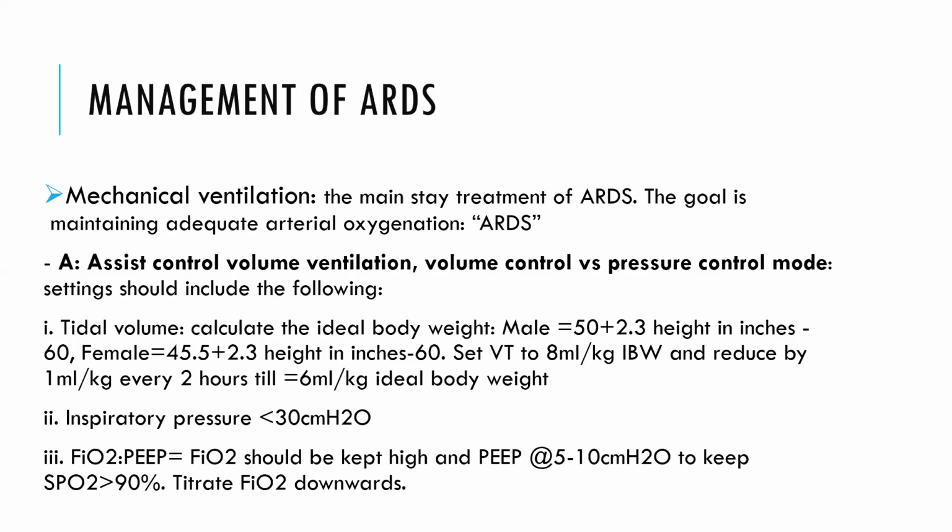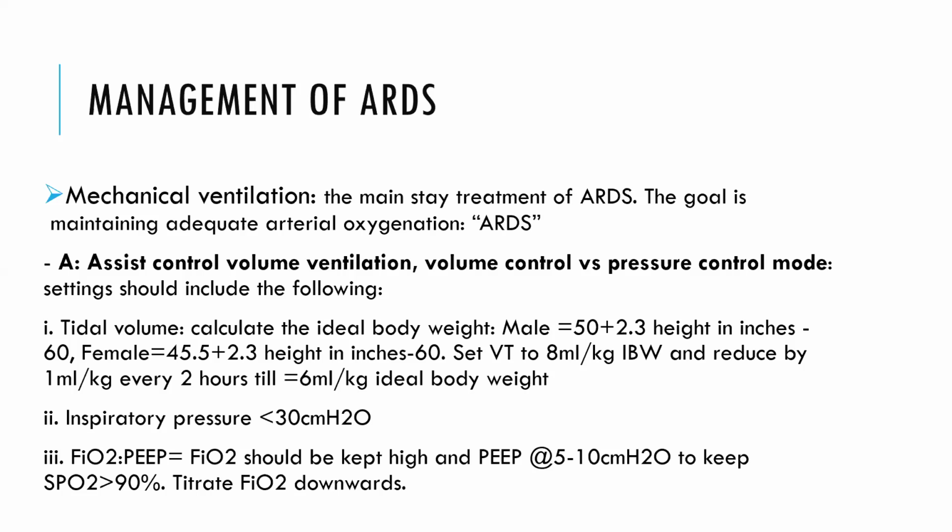All right, so you want to set the tidal volume, but before you do that, you must calculate the ideal body weight of your patient, which is given here. Male: 50 plus 2.3 times height in inches minus 60, while for female it is 45.5 plus 2.3 times height in inches minus 60. Initially you want to set the tidal volume at 8 mL per kg of ideal body weight, and you reduce by 1 mL per kg every 2 hours until you get to 6 mL per kg of ideal body weight. Inspiratory pressure should be less than 30 centimeters of water, and then FiO2 and PEEP.